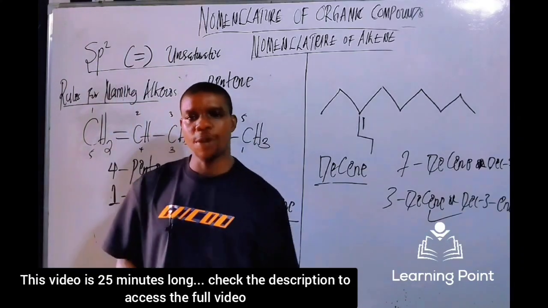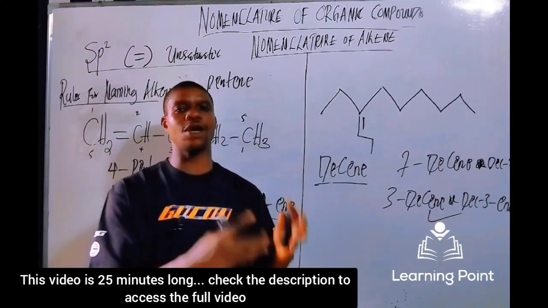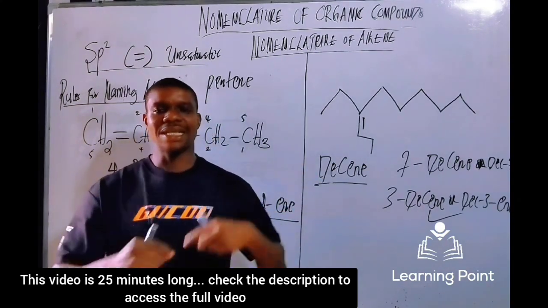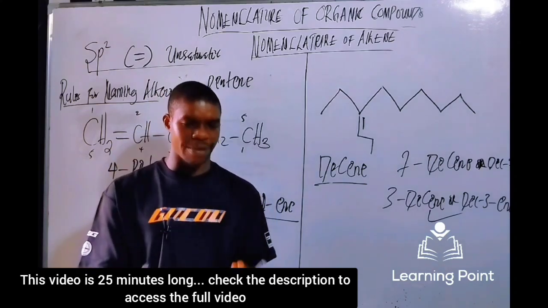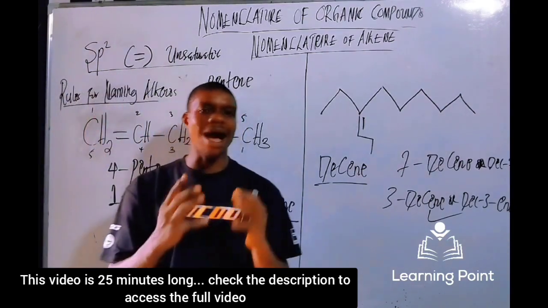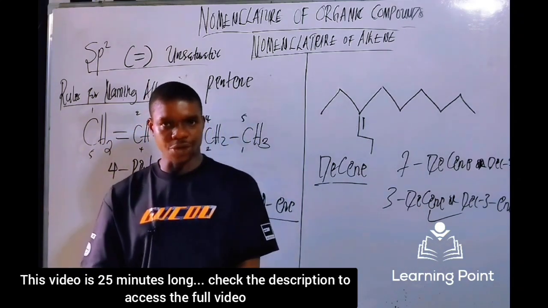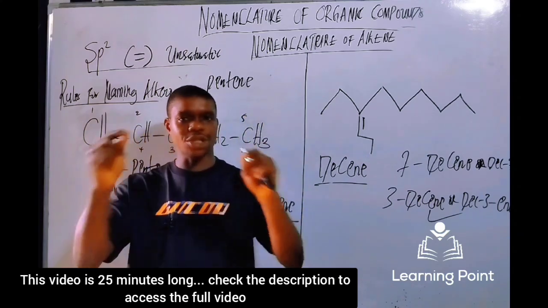So what you want to put in your mind is that when you're naming alkenes, the first thing you want to do is to take the longest continuous carbon chain that includes the double bond and number it in a way that the carbon atoms of the double bond have the lowest possible number. So that's the first thing. If you can get this first thing right, then you have solved the majority of the problem. The next thing is to place the substituents.